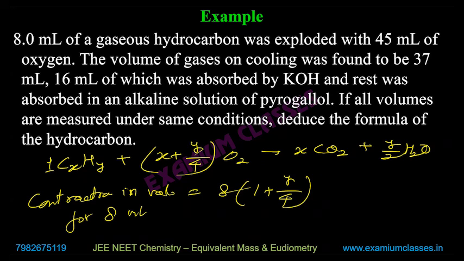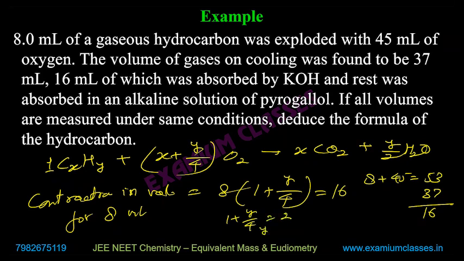Any confusion? No, sir. And this contraction in volume we have already calculated. Initial volume was 8 plus 45, that is 53. And final volume 37, contraction in volume was 16. So this is again equal to 16. So 8 times (1 plus y by 4) equals 16, which means 1 plus y by 4 equals 16 by 8, that is 2. y by 4 equals 2 minus 1, that is 1. y equals 4. So we got x equals 2 and y equals 4. It means the hydrocarbon is C2H4.